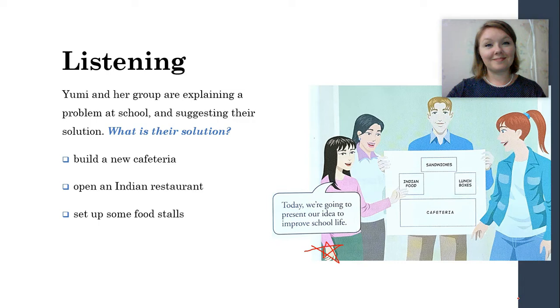One stall sells lunch boxes. Another stall sells sandwiches. And another one sells Indian food. Now, Ethan is going to show why this is a good idea. Ethan? Okay, look at this drawing. There are lines at each food stall, but the lines are short. And the cafeteria line is short too. Okay. Well, thanks for listening. What do you think?